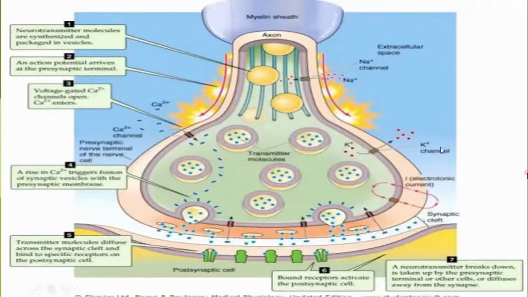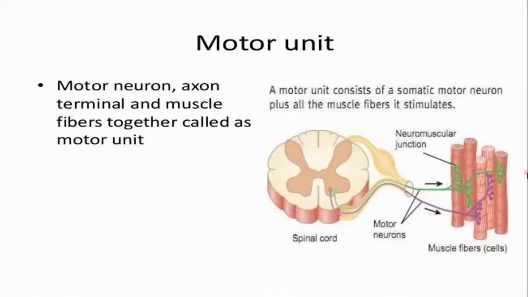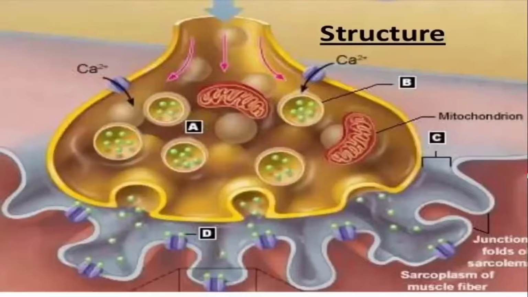Now, there are some voltage-gated calcium channels present here. This is the synaptic cleft between the presynaptic terminal and the postsynaptic membrane. So what is a motor unit? A spinal nerve and the number of muscle fibers it supplies forms a motor unit.